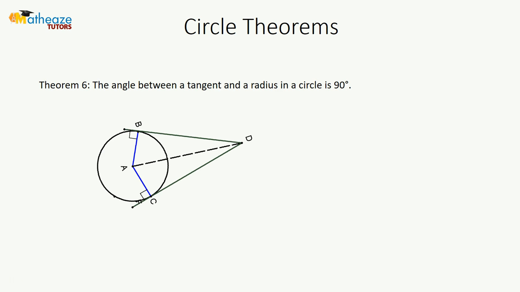Now, theorem number 6. The angle between a tangent and the radius of a circle is 90 degrees. So this is going to be 90 degrees here. This is going to be 90 degrees here as well. So you can say that there are 2 right triangles that are equal. Because how do we know that they're equal? Because theorem 5 states that DB and DC are equal, and BA and AC are the radius, so they are also equal. So these are 2 equal triangles.